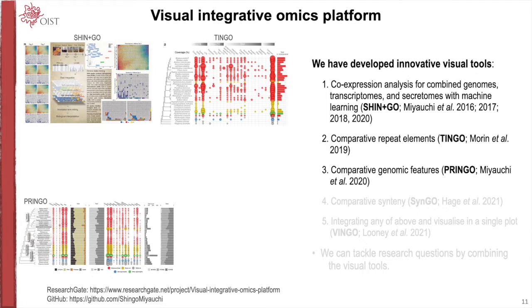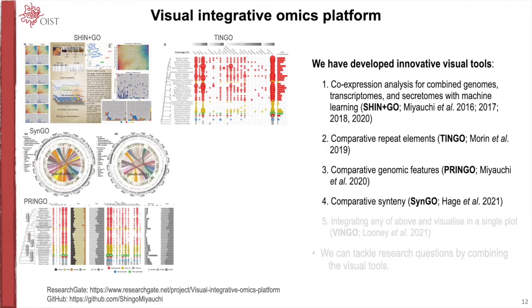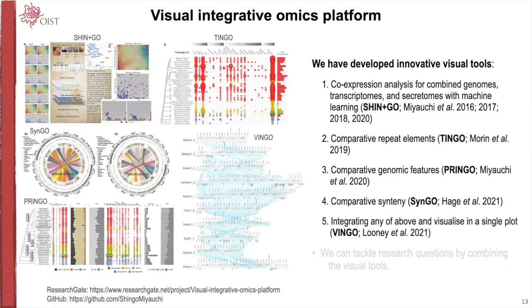We can compare genomic features with a tool, Pringo. We can compare synteny with a tool, Singo. And we can integrate any of these above and visualize them all in a single plot using Vingo. So we can tackle research questions by combining the visual tools.